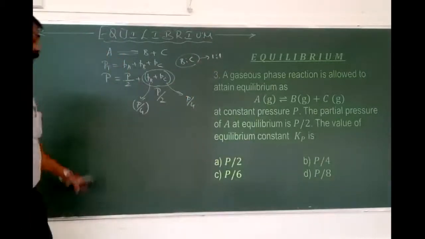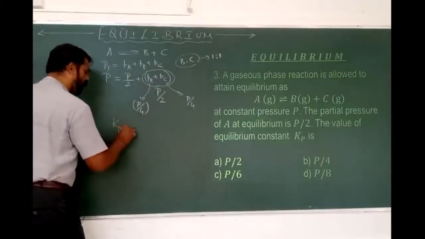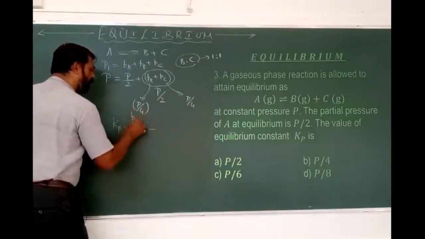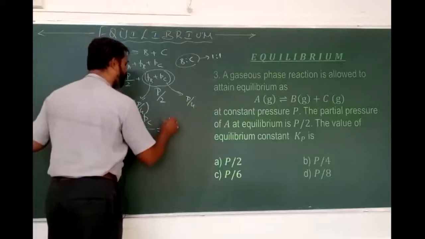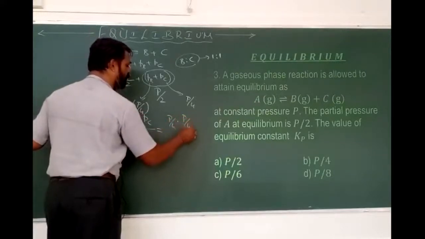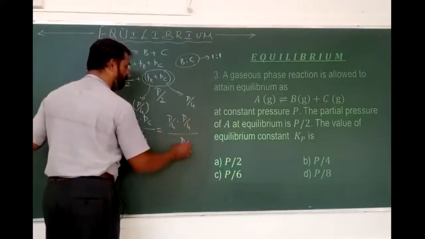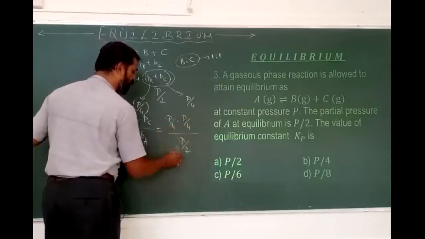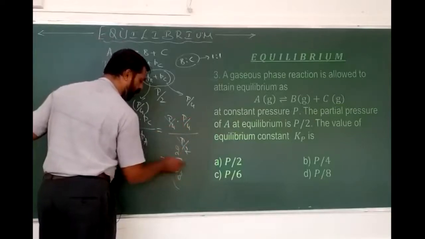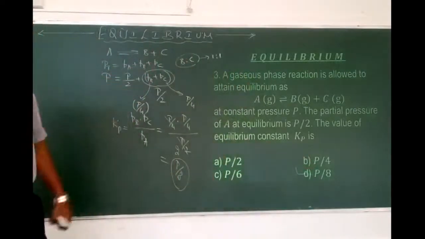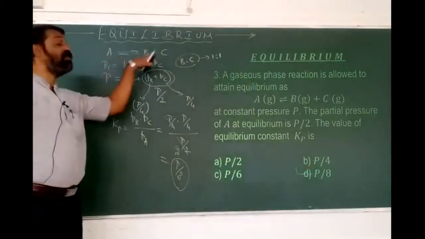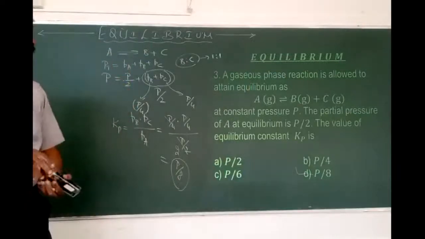Because they are in the ratio of 1 is to 1. Then apply the formula for Kp, which is PB into PC divided by PA. What is PB here? P by 4. What is PC? That is also P by 4, divided by P by 2. That is equal to P by 8. This P by 8 is the equilibrium constant for the gaseous phase reaction of the type A gives rise to B plus C. Okay.